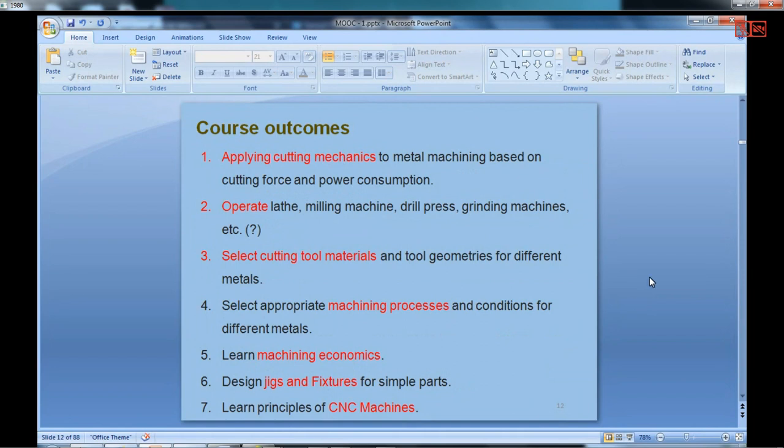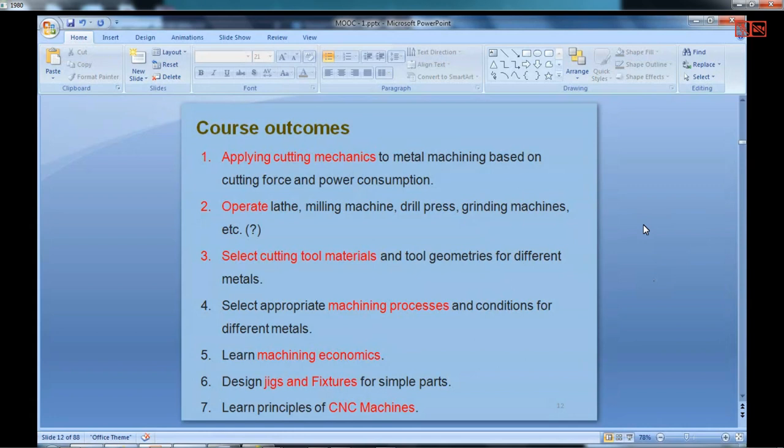And then it says what the course outcomes are. Applying the cutting mechanics to metal machining based on the cutting force and power consumption. So probably when you become an engineer, if you are put on the shop floor, you should be able to know what material you should use, what cutting tools you need to use, and what the power consumption will be, and all these kinds of things. Also your syllabus indicates that you should learn to operate lathe, milling machine, drilling machine, etc. But that you need to do practically in your workshops.